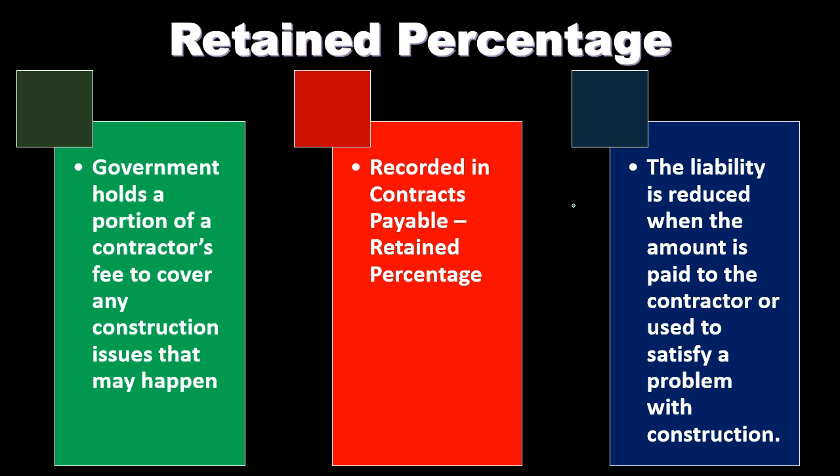So if there's any kind of problem, that's why this is here. We're going to have to pay for it. We're going to say, oh, that's okay, we've retained some of it. We're going to pay for any kind of problems with the retained percentage, or we'll pay it to the contractor when it's due to them at the end of the project.